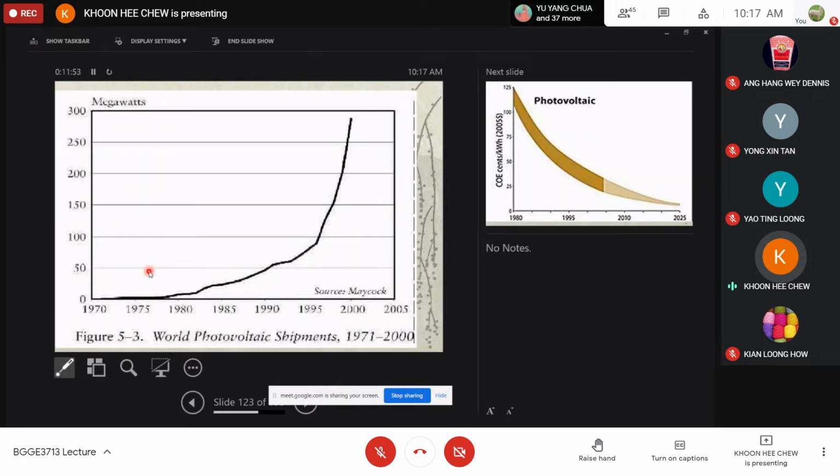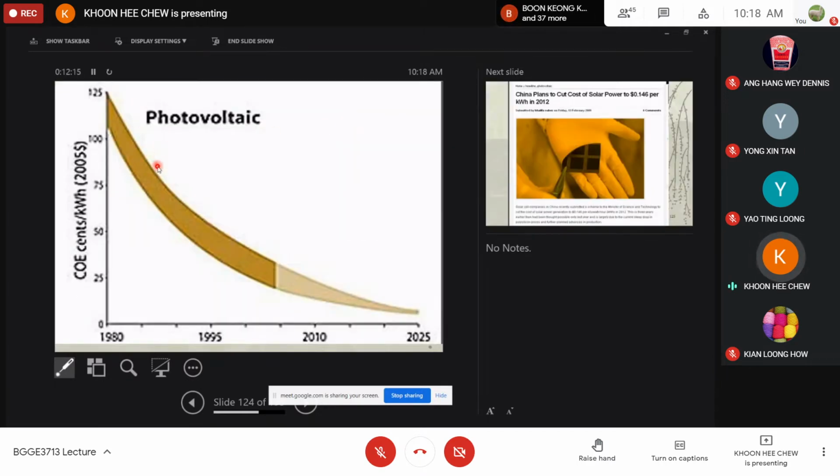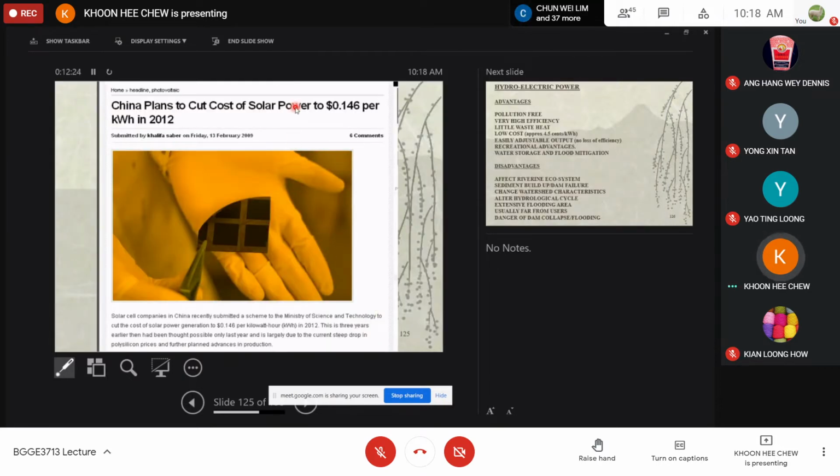And the next graph shows the total energy harvested from solar energy against the year. You can see that it is increasing sharply, especially approaching the year 2000. More and more people are going for solar energy. And once more and more people go for solar energy, definitely the cost will come down. The photovoltaic cost will come down, and you can see that it becomes cheaper and cheaper. In China, they are planning to drop the solar power price to 0.146 dollar per kilowatt. This is their aim. They want to make use of cheaper solar panels.